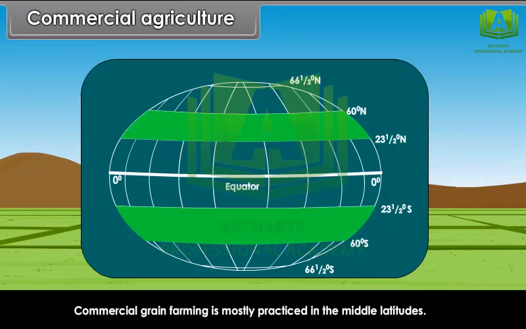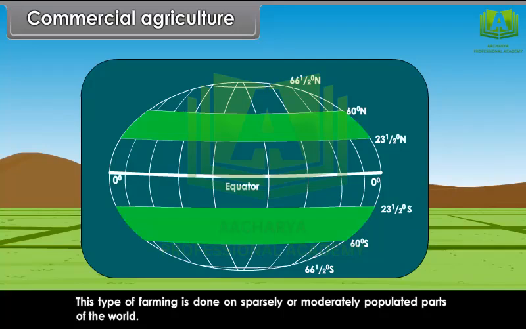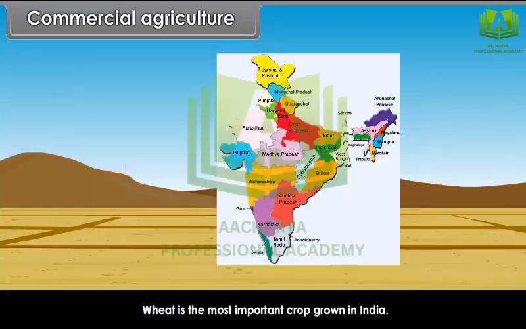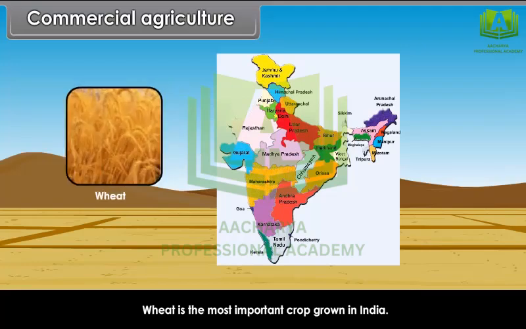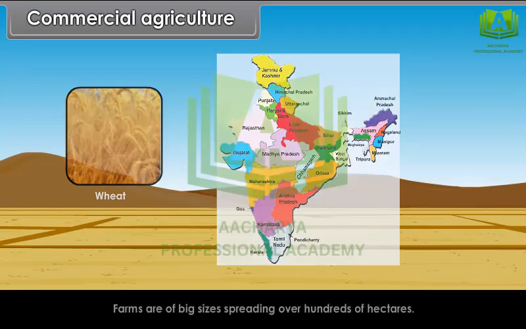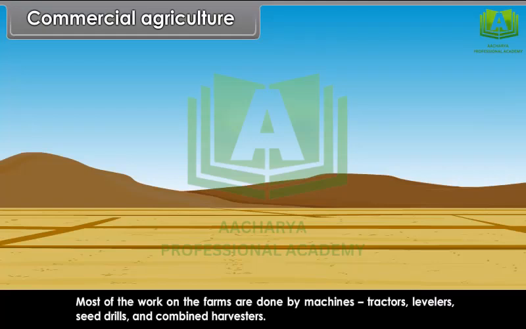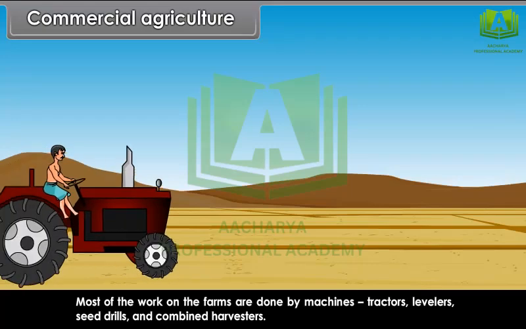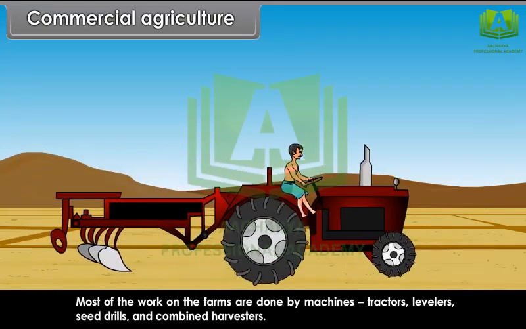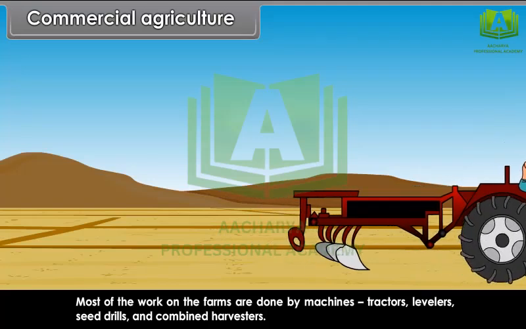Commercial grain farming is mostly practiced in the middle latitudes. This type of farming is done on sparsely or moderately populated parts of the world. Wheat is the most important crop grown in India. Farms are of big sizes, spreading over hundreds of hectares. Most of the work on the farms is done by machines: tractors, levelers, seed drills, and combined harvesters.